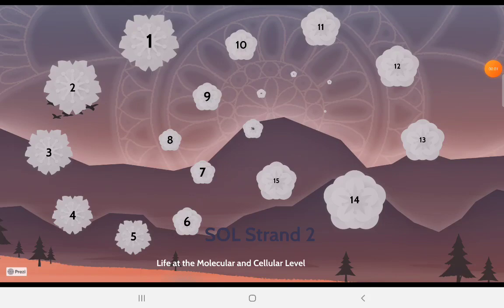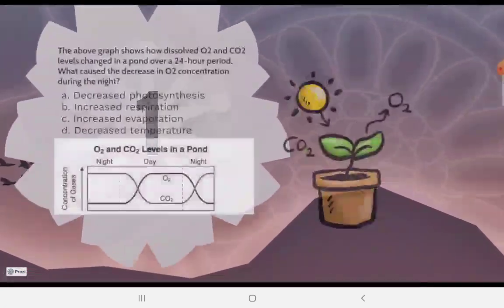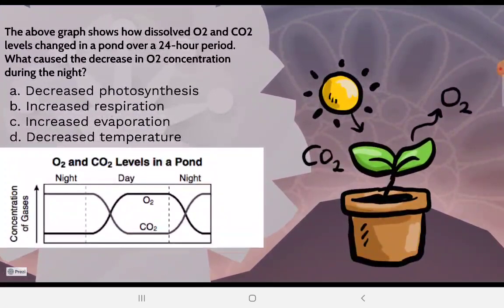All right, we're on SOL Strand number 2, life at the molecular and cellular level. Let's get started. So the above graph shows how dissolved oxygen and CO2 levels changed in a pond over a 24-hour period. What caused the decrease in oxygen concentration during the night?